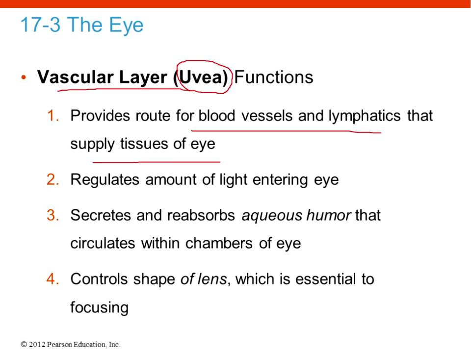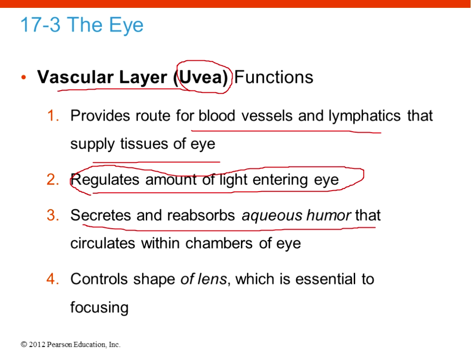It also can regulate the amount of light entering the eye, as this part is also part of your iris, which is the colored part of your eye, but also creates the pupil, and it's made of smooth muscle that can constrict and dilate, and so therefore change the opening of the pupil, and therefore regulate the amount of light entering the eye. This layer also secretes and reabsorbs the aqueous humor, which is really important to keeping the pressure inside the eye at optimal levels, but also can control the shape of the lens via what's called the ciliary body, which we're going to see is really important to focusing and altering your focus based on if you're looking at something very close or something further away.